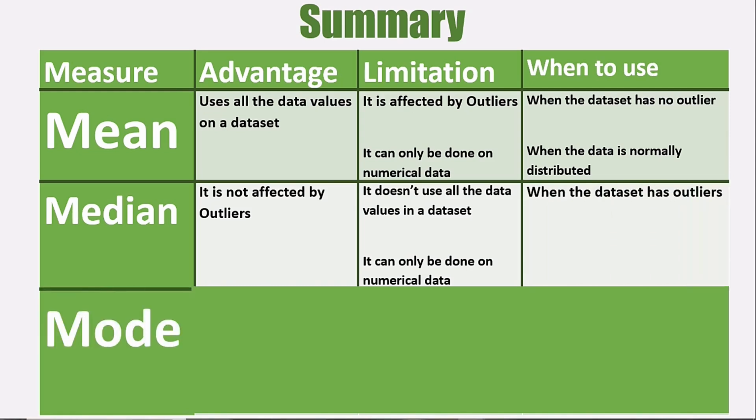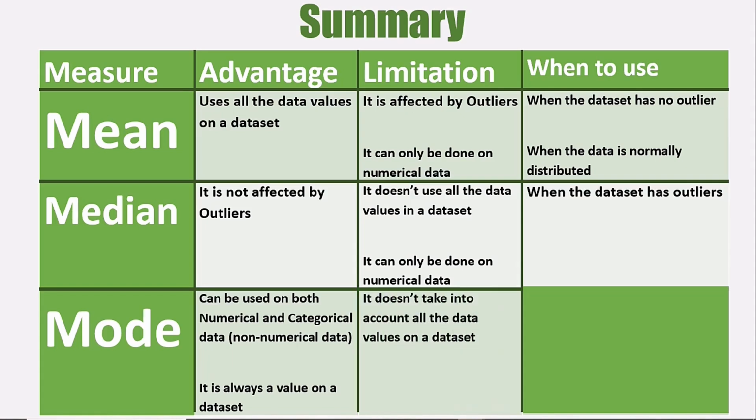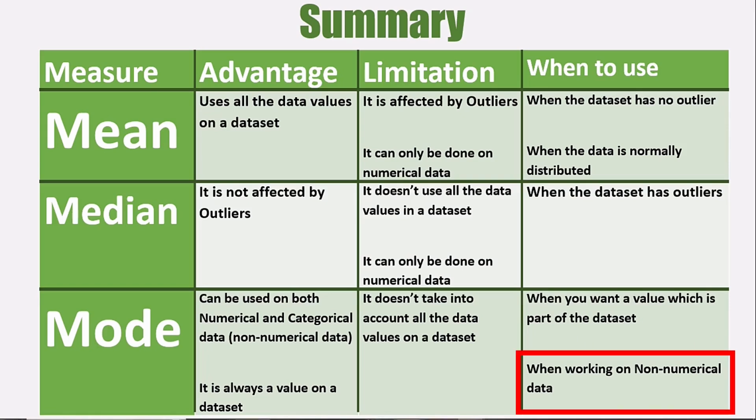Now let's get to the mode. The biggest advantage of the mode is that it can be used on both numerical and categorical data, that's non-numerical data. And also it always gives us a value which is part of the data set. That's actually another big plus for the mode. Now, the limitation of the mode is that it doesn't use all the data points in your data set. And you should use the mode when you want a value which is part of your data set to represent your data points, or when you're working on non-numerical data.